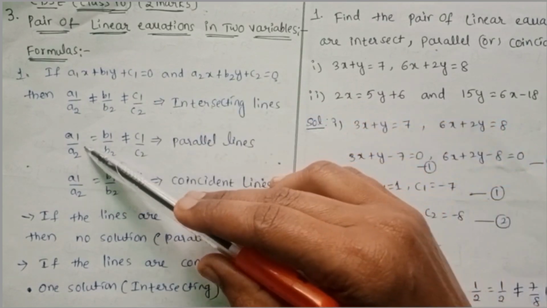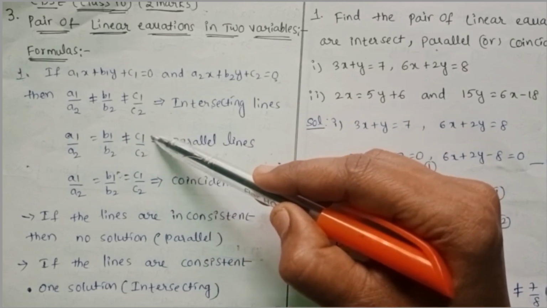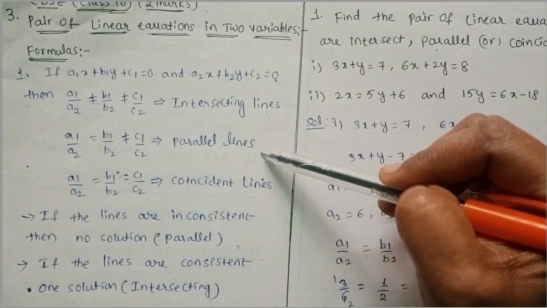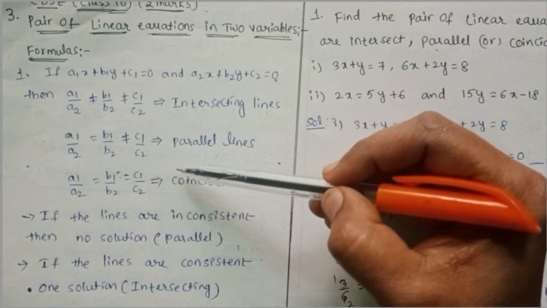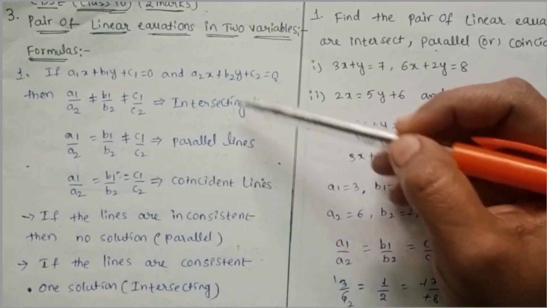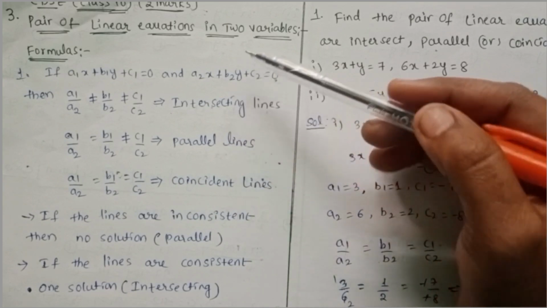And next, a1 by a2 is equal to b1 by b2 is not equal to c1 by c2, that is called parallel lines. Next, the third formula: a1 by a2 is equal to b1 by b2 is equal to c1 by c2 is called coincident lines. These three are very important for this chapter.